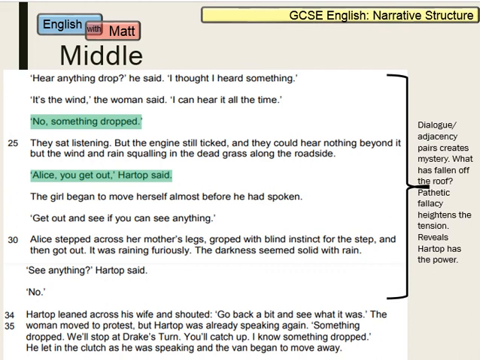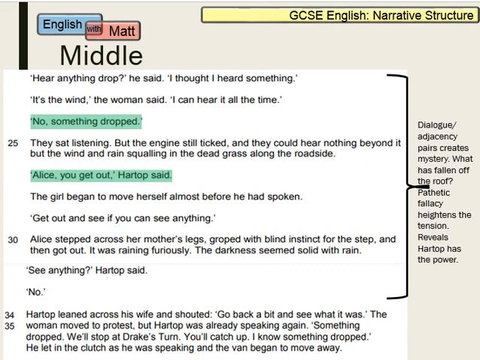Alice, you get out, Hartop said. The girl began to move herself almost before he had spoken. Get out and see if you can see anything. Alice stepped across her mother's legs, groped with blind instinct for the step, and then got out. It was raining furiously. The darkness seemed solid with rain. See anything? Hartop said. No.